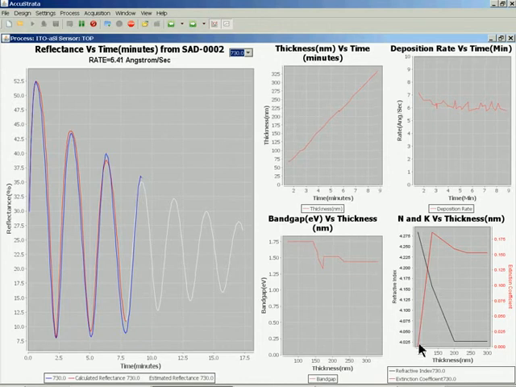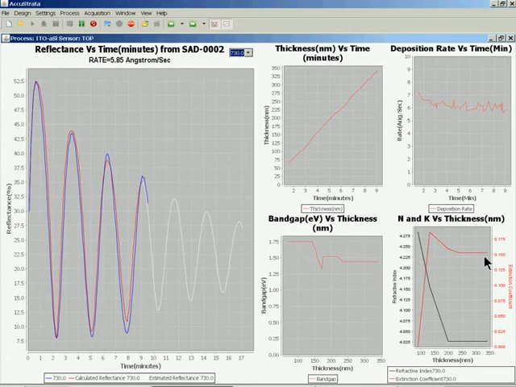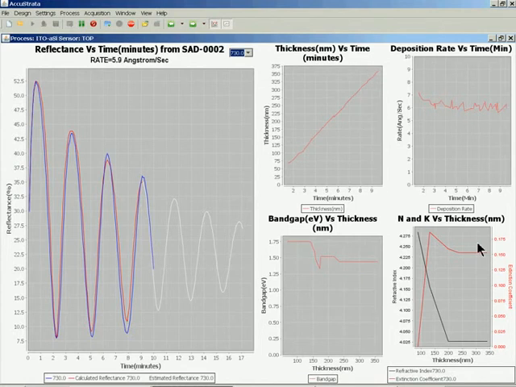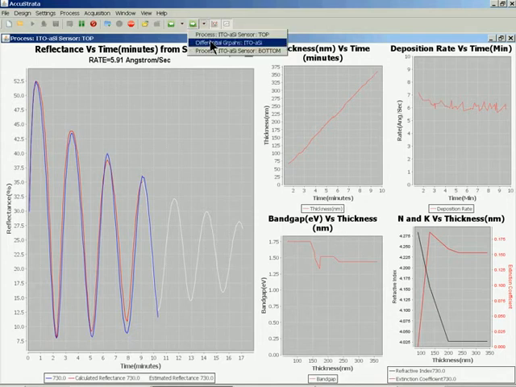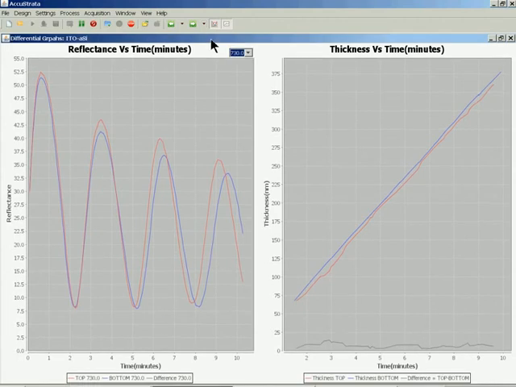The extinction coefficient of the film here is increasing during the deposition, indicating some physical changes in the film material. These changes can be associated with the material microstructure, presence of contamination, change in the material band gap, or others. The next parameter is the material band gap, which changes from 1.75 electron volts to about 1.5 electron volts. On the next screen, the differential signal between the two sensors is displayed.